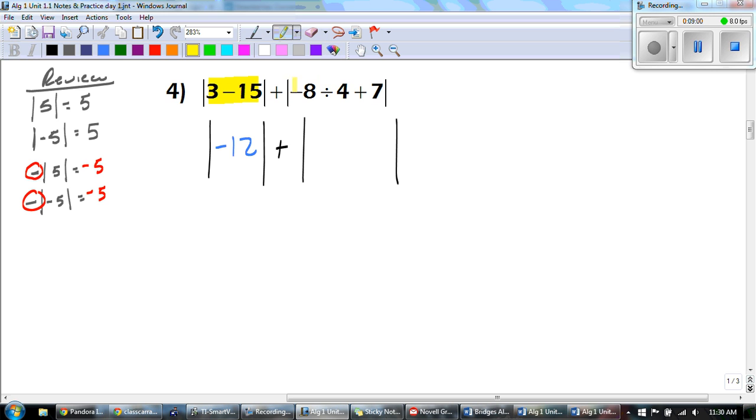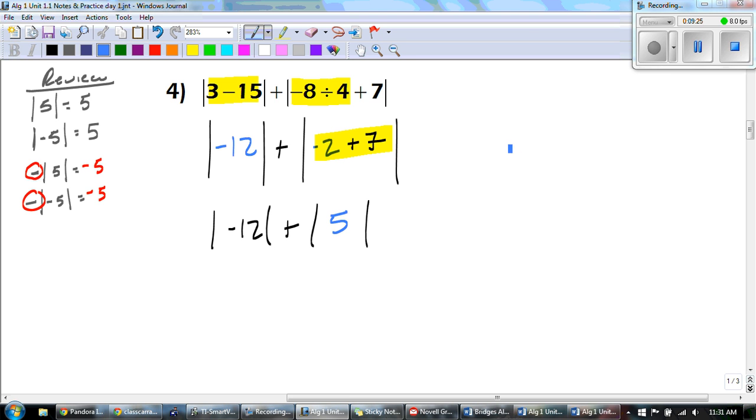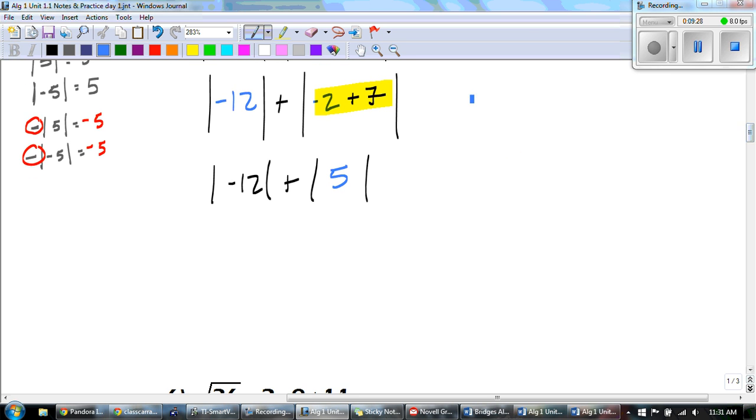Now, order of operations still matters, okay? So -8 divided by 4 is -2. Okay, I'm not going to solve the absolute values yet because I still have this one on the right to clean up. Okay, -2 plus 7 is 5. Oh, sorry. Okay, now I can do the absolute values. The absolute value of a -12 is, yeah, +12. The absolute value of 5 is 5.